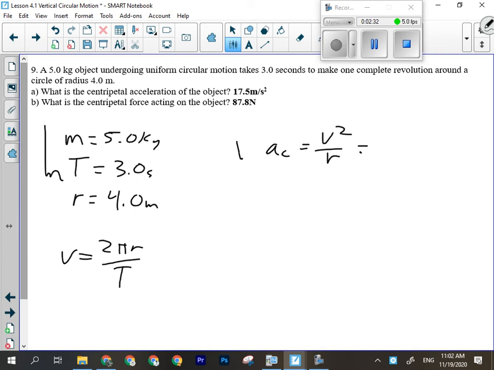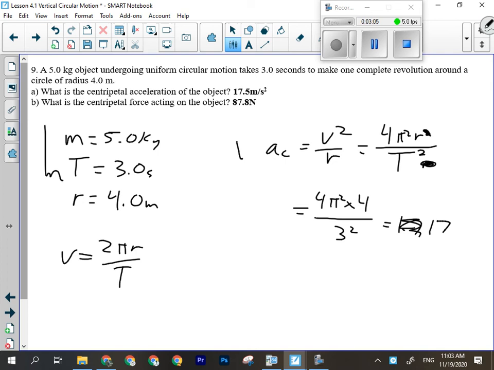So I'm going to have 4 pi squared times r squared over T squared, times r. Wait, I've got an r on the bottom and an r squared on the top, so the r squared goes away on the top, the r goes away on the bottom, and now I've got my formula. So I'm going to go 4 pi squared times 4 meters, the radius, and then divide that by 3 squared, and that should give me 17.5 meters per second squared. Everybody all right with that one?